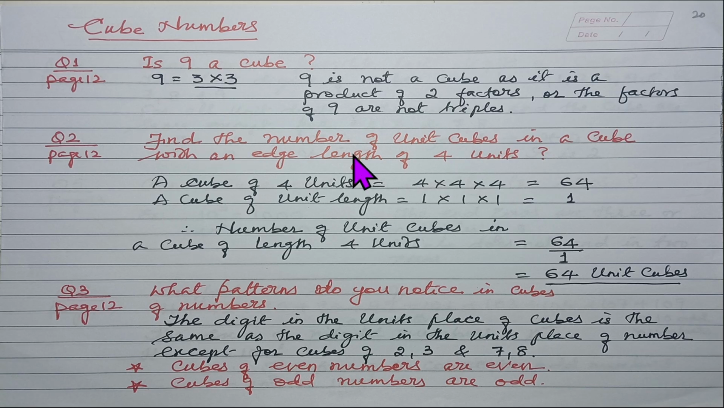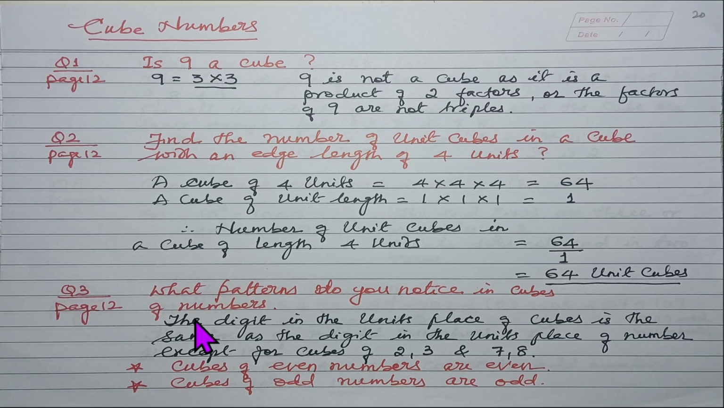Now, second question, find the number of unit cubes in a cube with an edge length of 4 units. We have been given a bigger cube which has got a side length of 4 units, and then the volume of that or the cube of that will be 64. A cube of unit length will have volume of 1. So when I divide 64 by 1, I'll get the number of cubes of unit lengths, and that is 64 unit cubes. A very simple example, remember that.